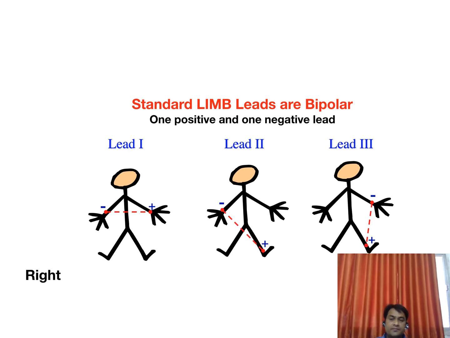Lead 3, one electrode is connected to the left arm, another is connected to the left leg. The left arm is connected to the negative terminal of the ECG machine, and the left leg is connected to the positive terminal of the ECG machine.